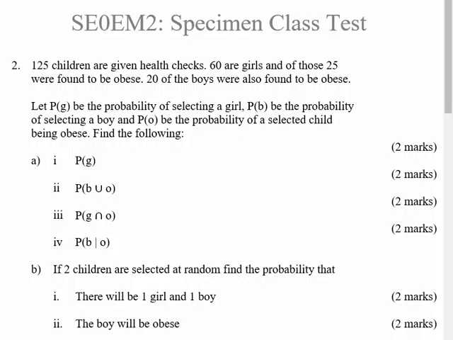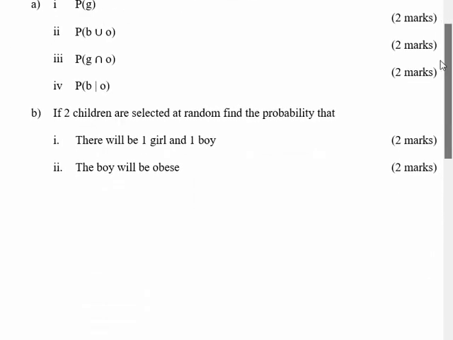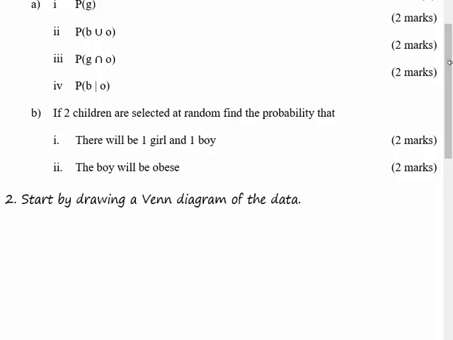Question 2. 125 children are given health checks. 60 are girls. Of those, 25 were found to be obese. 20 of the boys were also found to be obese. Let's start by drawing a Venn diagram.